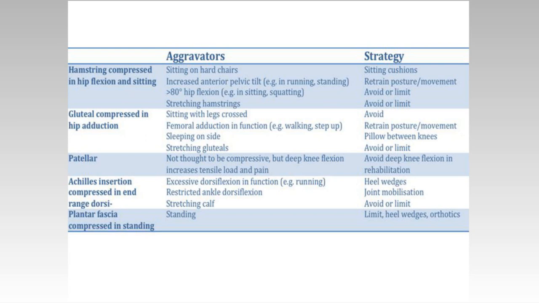If we go through one example, for example the hamstring: sitting on hard chairs. The strategy for dealing with it is sitting on cushions. Increased anterior pelvic tilt happens in sitting. People are often told to sit in huge amounts of anterior pelvic tilt because it's good for their back. It's terrible for their hamstring origin, so we tend to get them to sit in a more neutral or posterior tilt position. And also dynamically, loss of lumbopelvic sagittal plane control into anterior pelvic tilt. So you can do retraining of posture and movement, or just avoid those positions.